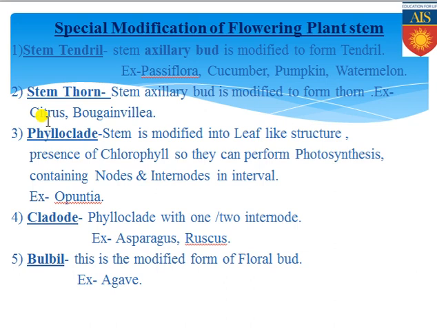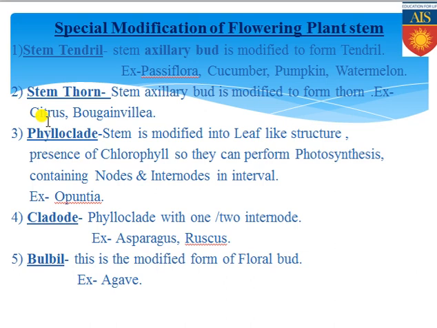Why? Because it is one kind of climbing apparatus by which the plant can climb up any support and move upward. That's why this is the stem tendril, and keep it in your mind, this stem tendril does not form from any part of the stem; specifically the axillary bud part of the stem is exclusively responsible for producing the stem tendril. Examples: Passiflora, cucumber, pumpkin, watermelon. These plants show this stem tendril, and obviously it is present in their body for climbing purposes.